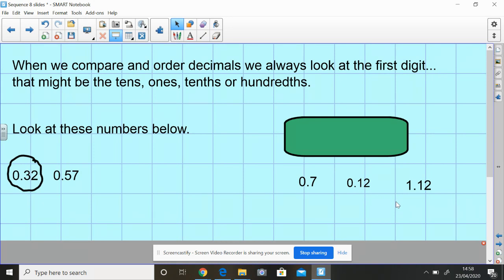What do you do when the first number is the same? You move to the next column. So the next column is the tenths. In the tenths, we have a 7 and a 1. We're ordering these decimals from smallest to largest, so we need to take the smallest number first. And we know that 1 is much smaller than 7. So that means 0.12 comes first, 0.7 will come next, and 1.12 will come last because it is the largest number.